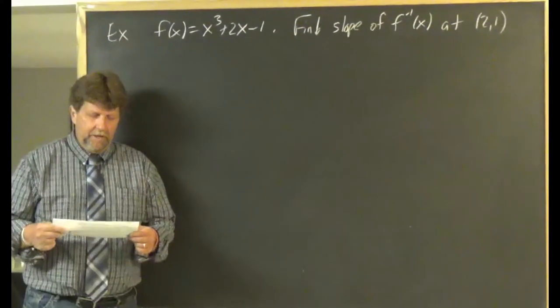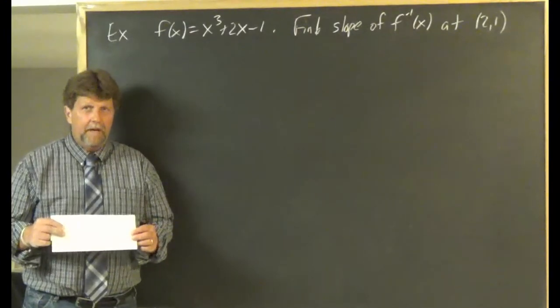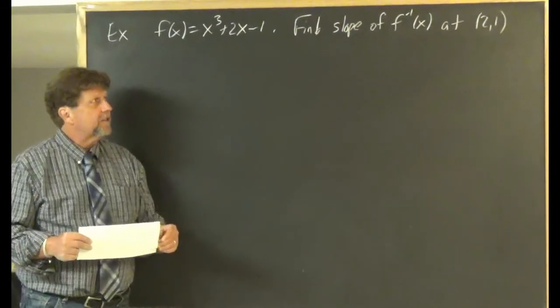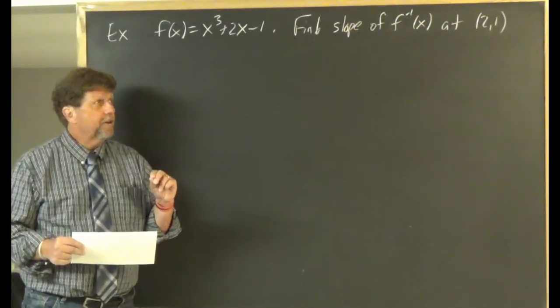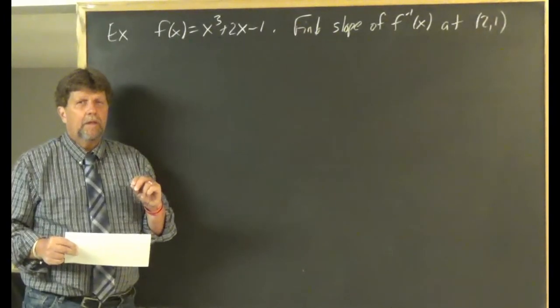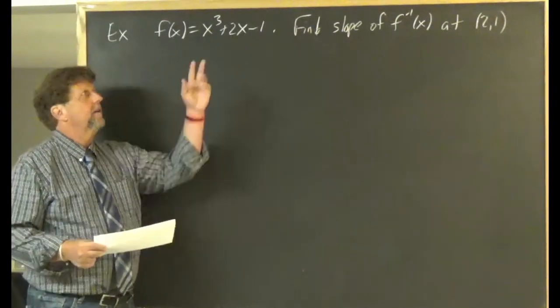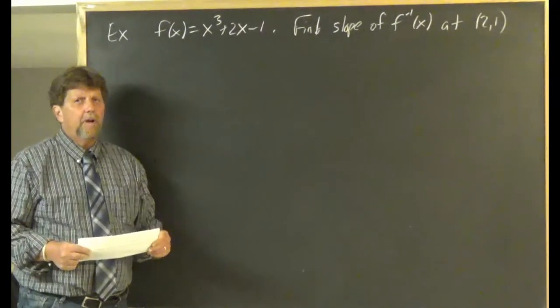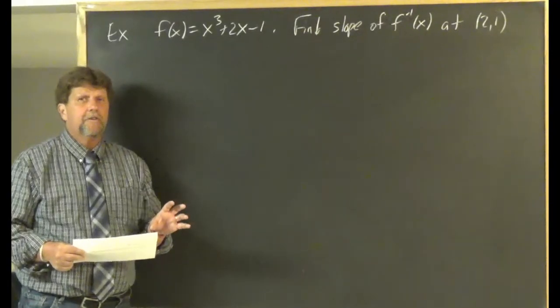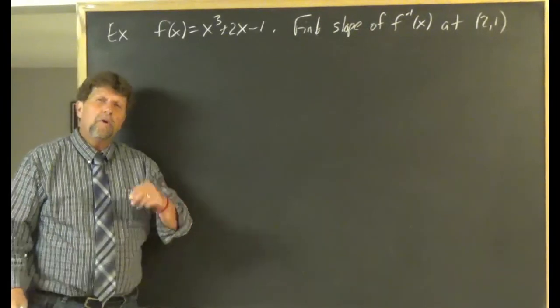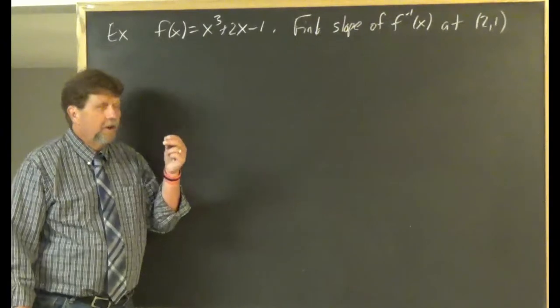All right, folks, this example, I think this is some pretty cool, neat stuff. I said, consider this function, and I asked you to find the slope of f inverse at the point (2, 1). What's cool about this is, for this function, if you go through that 5-step process to try to find the inverse function, you wouldn't be able to. You can't do it algebraically. So we're going to find the slope of f inverse.